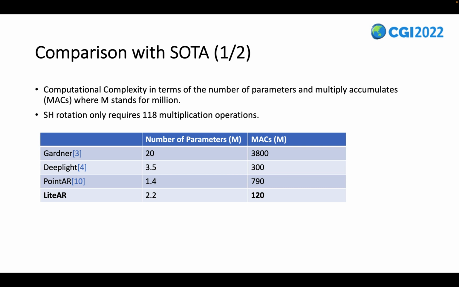Now if we compare our work with the already existing state of the art works, we focus on one of the parameters, which is multiply accumulates, a very important parameter for neural networks. Also, the SH rotation, which we explained in earlier slides, only requires around 120 multiplications. So you can see that with respect to MACs, our network is much lighter than existing priors like DeepLight, Gardner, or PointAR.